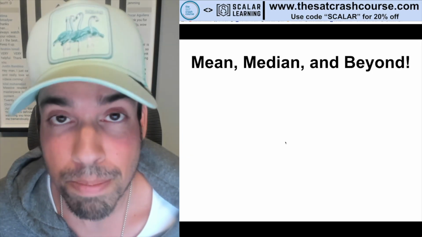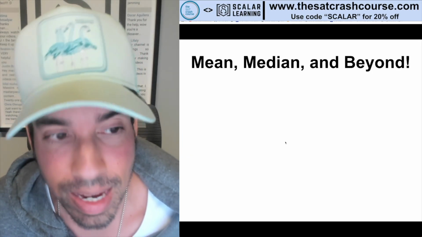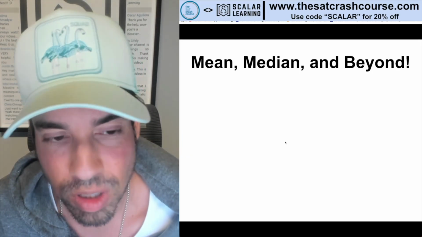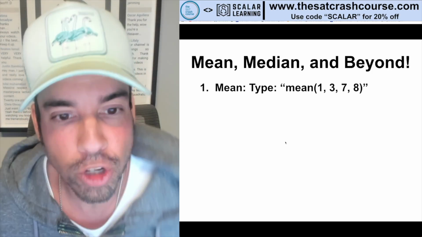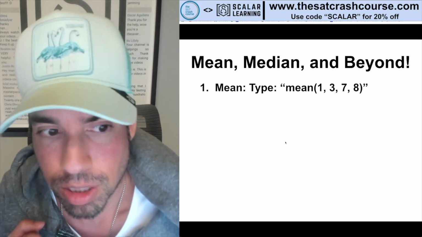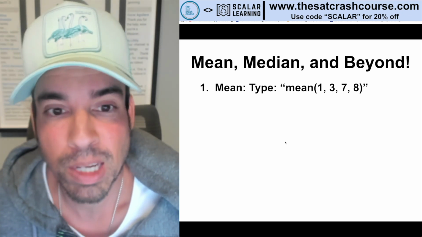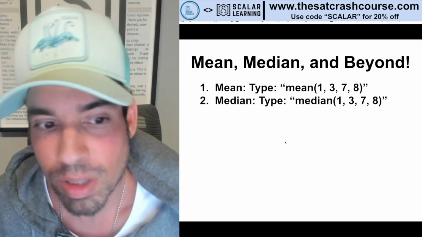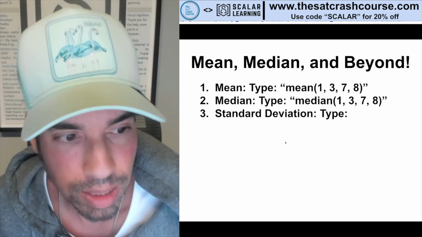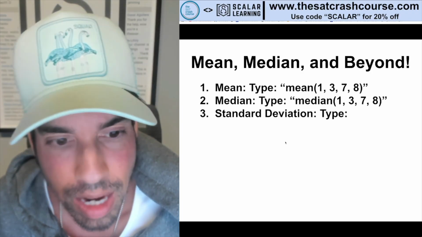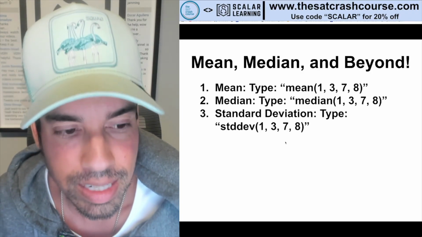Now we're going to talk about data sets, mean, median, and beyond. This is a great way that you can leverage Desmos as well. If you're trying to calculate the mean of a data set, you just literally say mean, and then you put in the data set with commas. You don't even need a space. 1, 3, 7, 8. You can do the same thing with median, just like that. You can do the same thing with standard deviation. You can just type STDDEV, and all that.